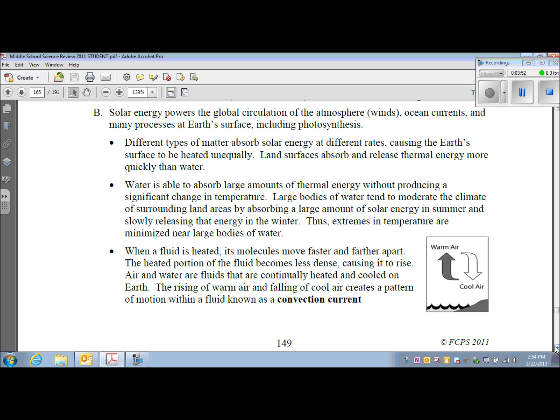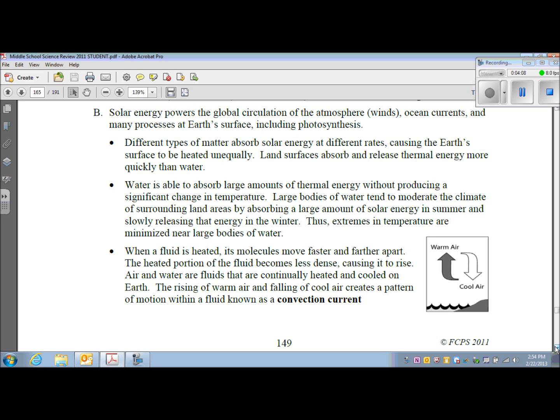Large bodies of water tend to moderate the climate of surrounding land areas by absorbing a large amount of solar energy in summer and slowly releasing that energy in the winter. Thus, extremes in temperatures are minimized near large bodies of water.